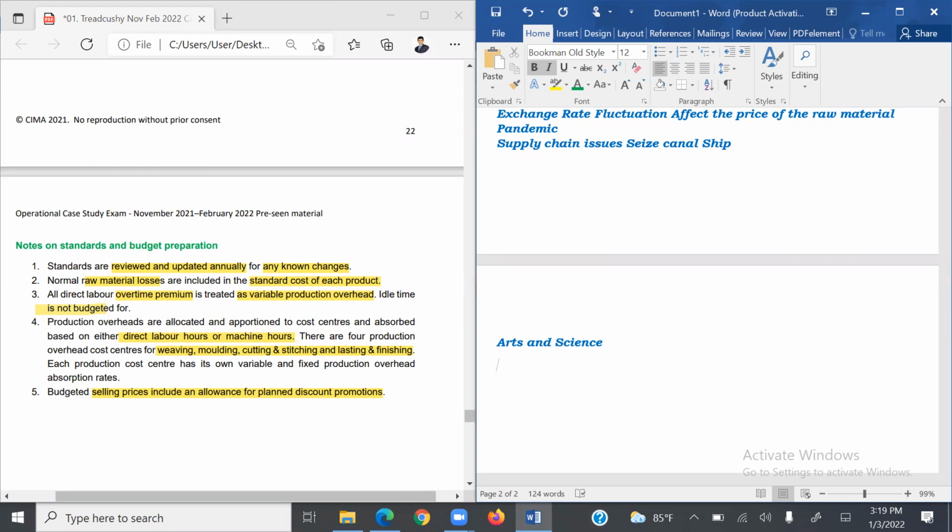So students, what do you think is the difference between arts and science? I'm waiting for your response, students. What is the difference between arts and science?